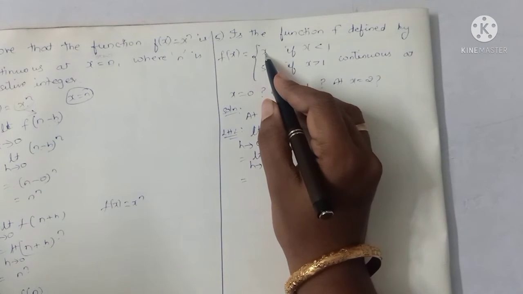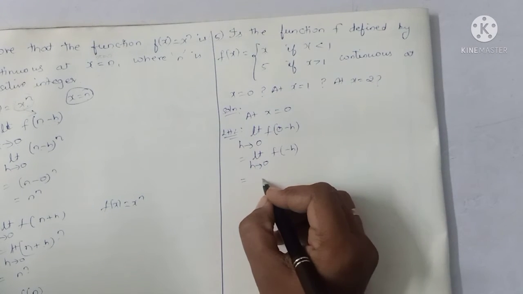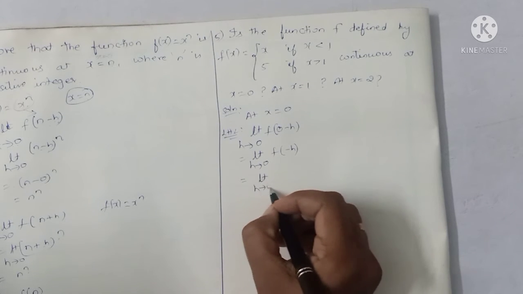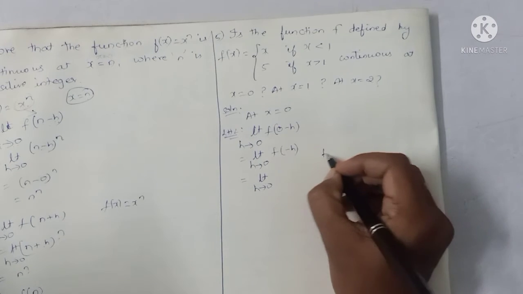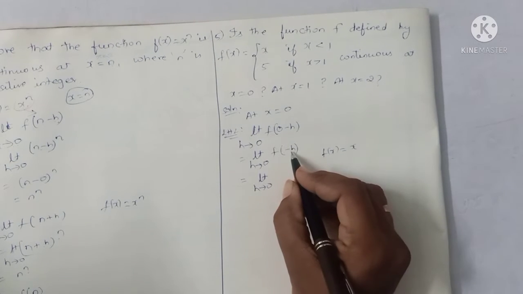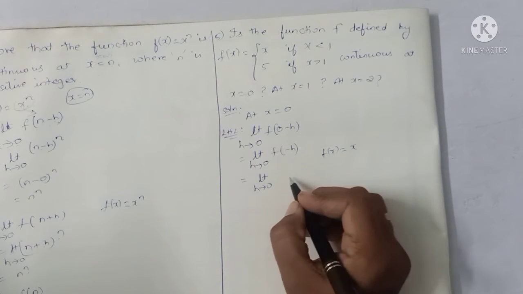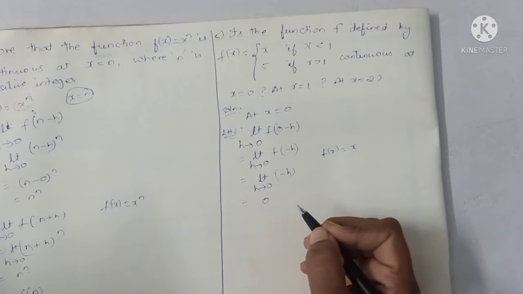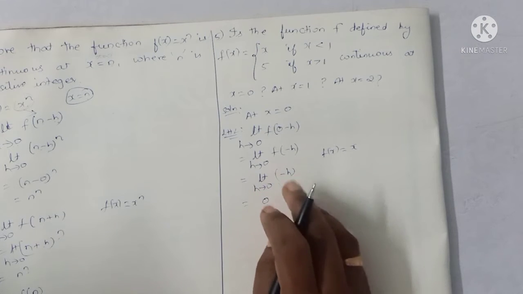So the function will be x. So limit h tends to 0 f of, so here the function will be x. So in the place of x we have to substitute minus h. Now when I substitute h value to be 0, we get 0. So we obtain the left hand limit.